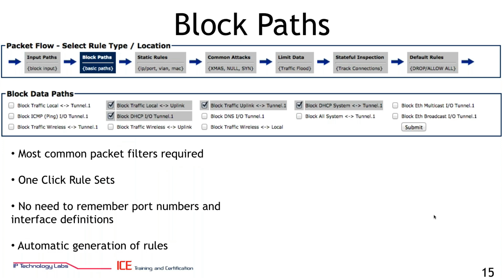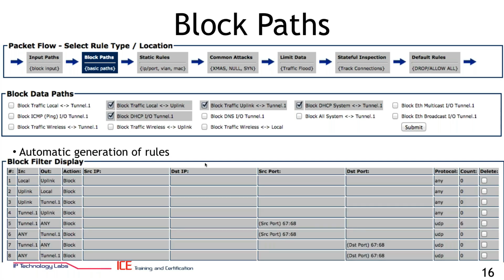Block paths is probably the most commonly used, and what we try to do here is set up the most common filtering requirements. We set this up so you don't have to remember what your DHCP port numbers are, and you don't have to remember your different interfaces. So I can come in here and say, I don't want any traffic going from my uplink port to my tunnel. I don't want any traffic going from my local port to my uplink. And I don't want any DHCP going through the tunnel. By checking these, we block them. And when you submit that, we automatically create the actual rule set and list them out so you can go through and review, yes, that's actually what I did want. I want to block based on these port numbers.